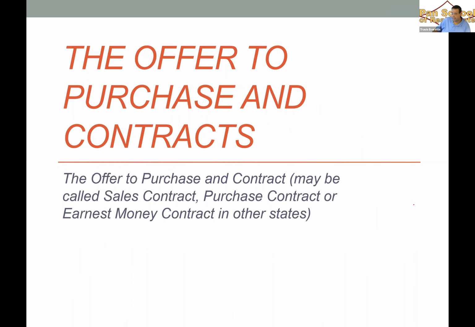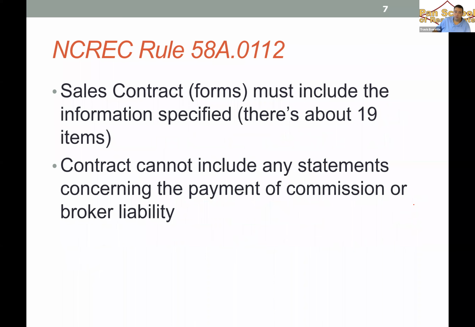Now, just like any contract, there are rules that have to be followed. Now, this is where I'm going to give you a choice. Do you want to memorize 19 things or 2 things? I'm not going to make you memorize both. I'll give you a choice. Do you want to learn the 19 things the Real Estate Commission says must be in a sales contract? Or do you want to learn the 2 things that the Real Estate Commission says cannot be in a sales contract?